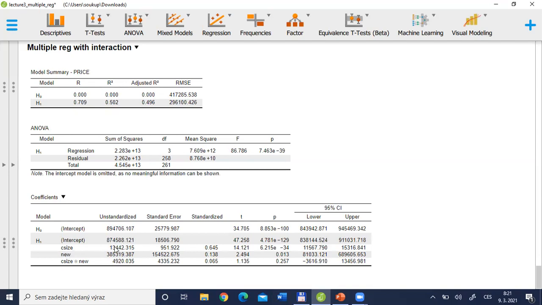Let's go to the interpretation of this C size coefficient. So what is the slope for C size? Is it the average price per square meter for a new or old flat? Old flat. Old flat. As for a new flat, we should add also this value of the interaction. Okay, what is the meaning of the slope for this variable new?